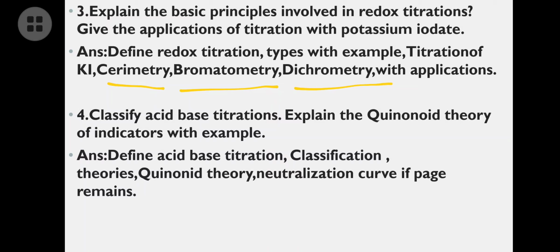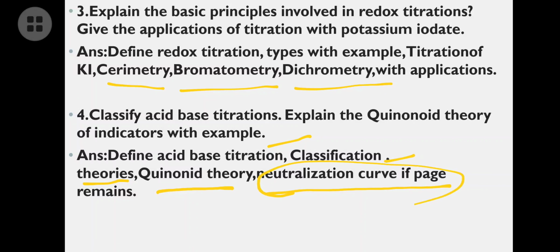Fourth one: classify acid-base titration and explain the quinonoid theory of indicators with example. Here, first you have to define acid-base titration. What are these? Then you classify the acid-base titrations and write the theories of that. Then the quinonoid theory, particularly the neutralization curve. If page space remains, you write these neutralization curves.